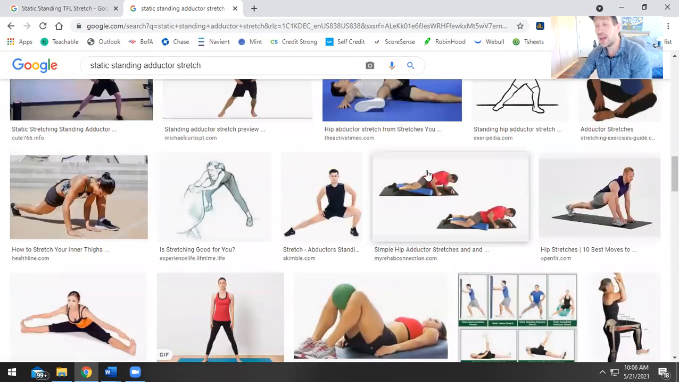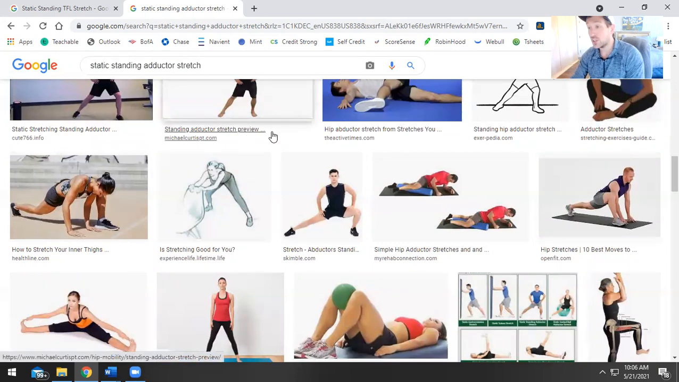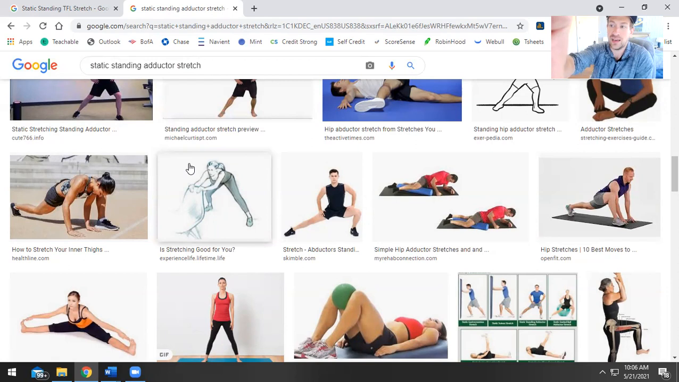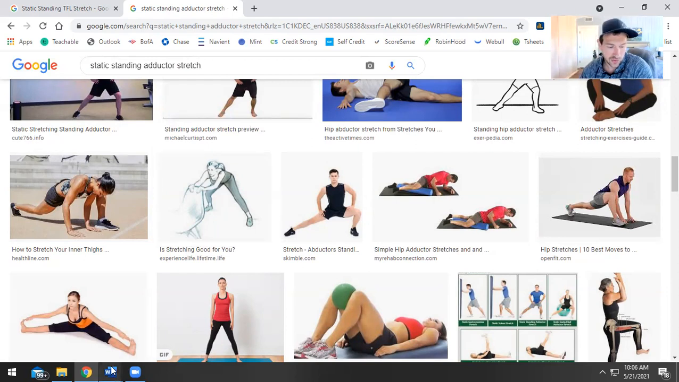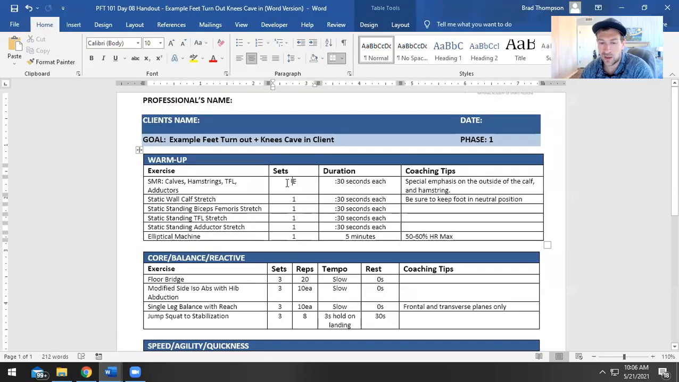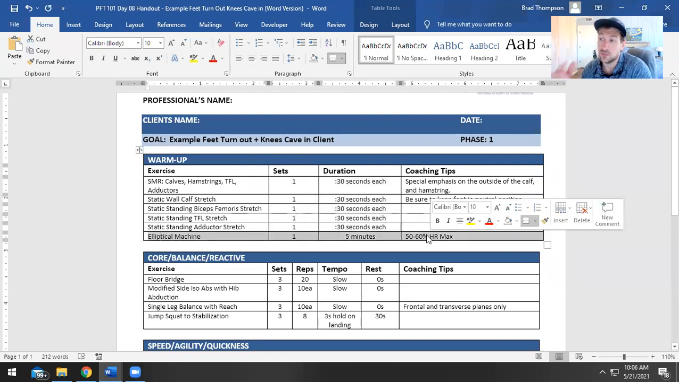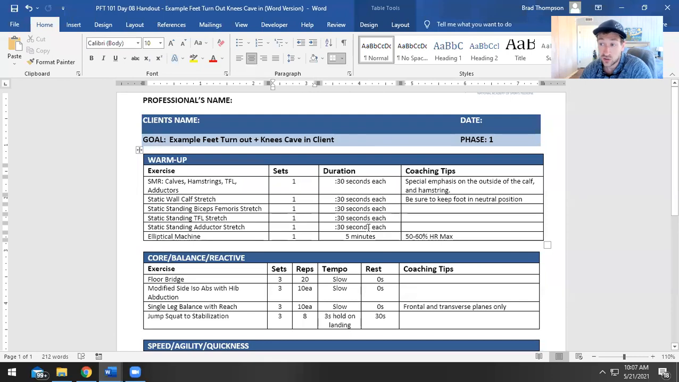So now we have stretched out the overactive stuff, right? Now that stuff is all sort of turned off. And there's our movement prep. We've got our client set up for one set, 30 seconds each. We throw them on the elliptical for 5 minutes, kind of get their blood pumping after that. Then we're going to go try to turn on their underactive muscles.